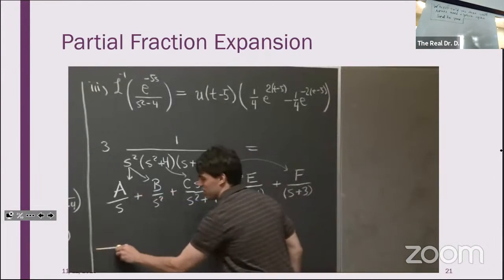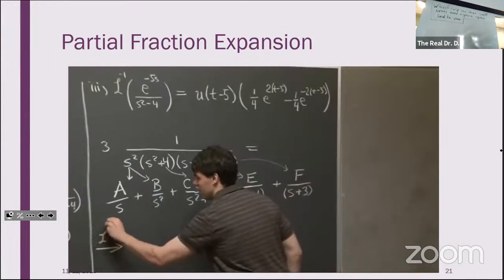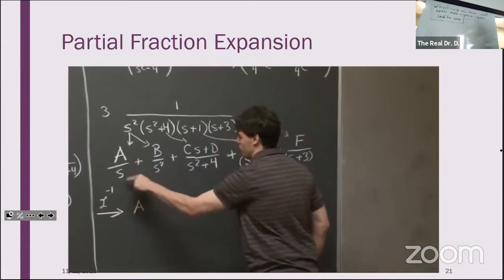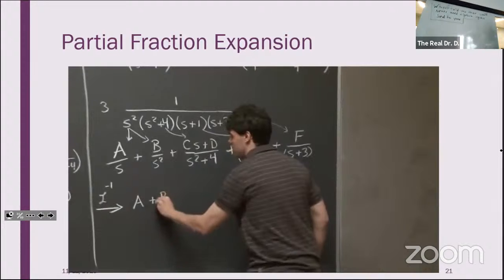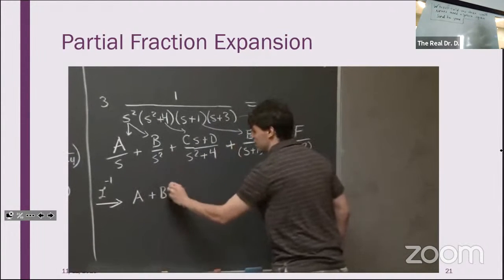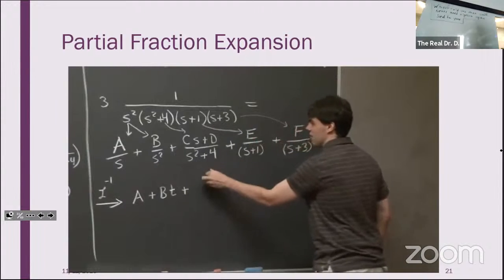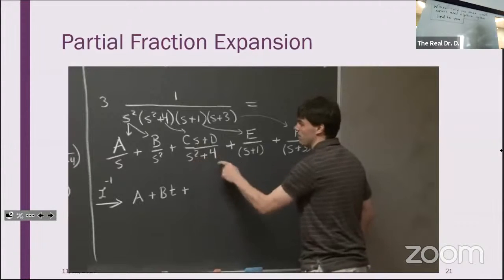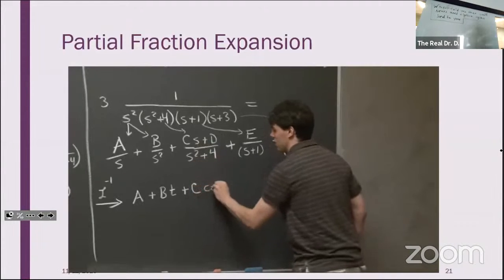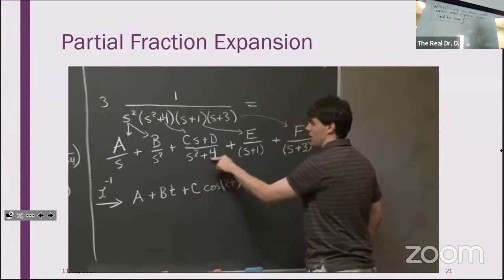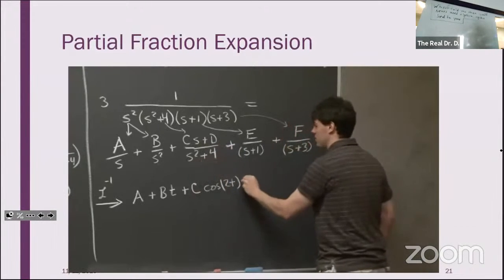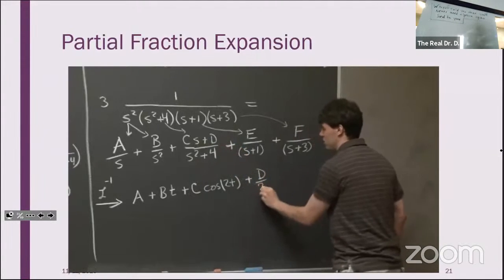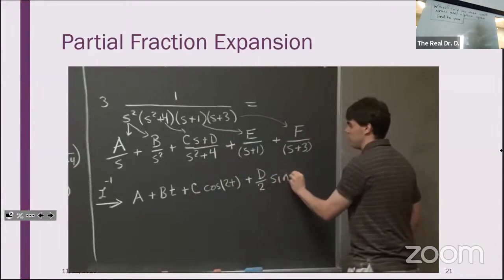So if we wanted to compute the inverse Laplace transform, well, it would just be a, because the inverse Laplace transform of 1 over s is 1, plus b, the inverse Laplace transform of 1 over s squared is t, plus, now this part has two terms, cs divided by s squared plus 4, that's going to give us c times cosine of 2t. The d divided by s squared plus 4 is going to give us, well, we need to multiply upstairs by 2 and divide downstairs by 2. So we get d divided by 2 times sine 2t.